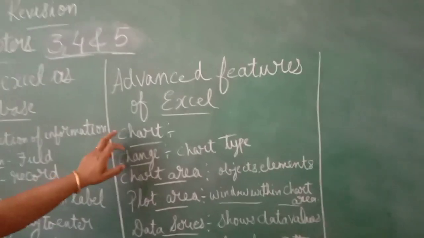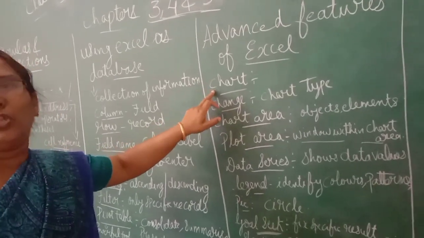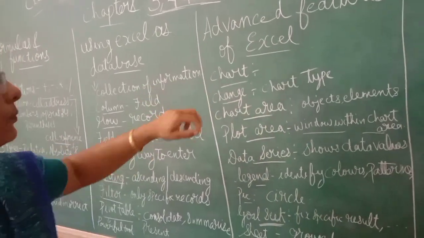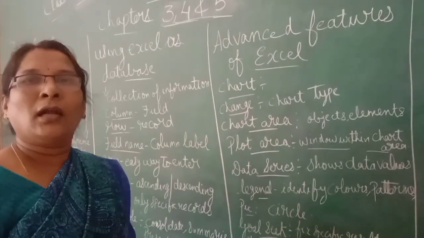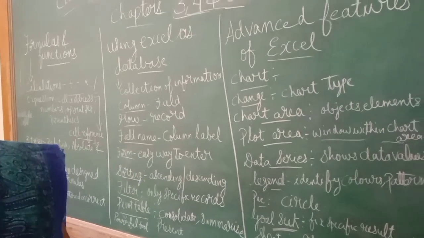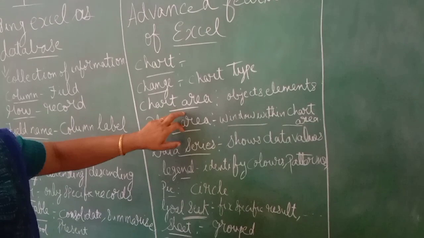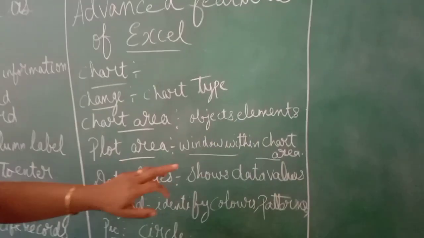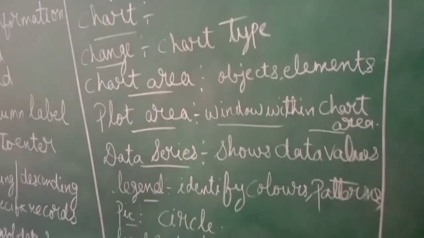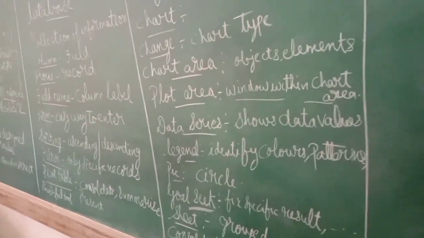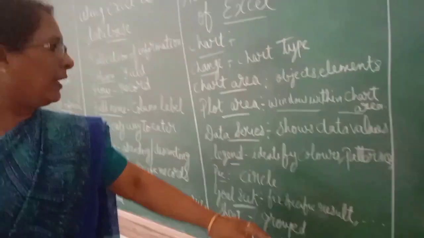In advanced features of Excel, we have charts, different types of charts, and a chart is a pictorial representation of your data. You have different types of charts like stock chart, radar chart, column chart, bar chart, line chart, and you can change the chart types. Chart area consists of objects and elements, and plot area is a window within the chart area. Next you have data series, which shows data values. Legend identifies the colors and patterns.